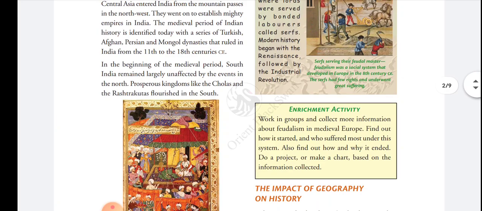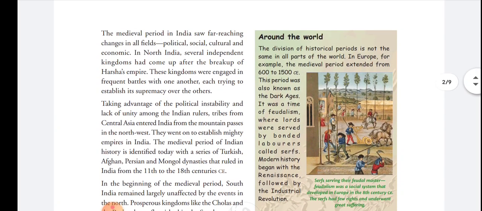In the beginning of the medieval period, South India remained largely unaffected by the events of the North. Slowly, many dynasties established their own empires.